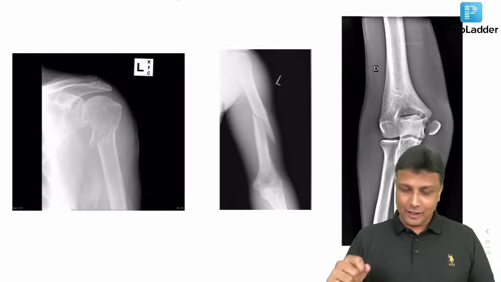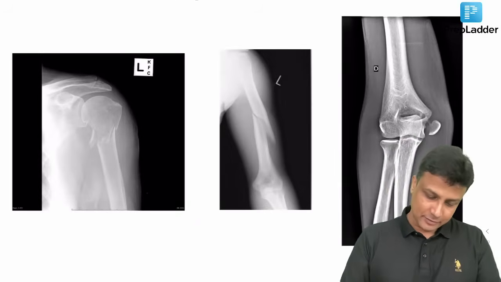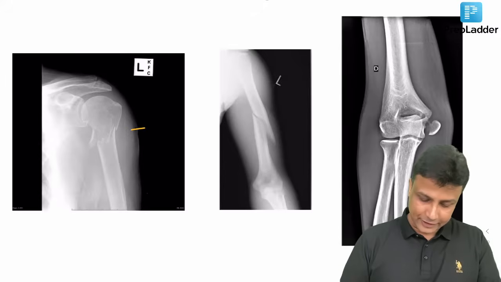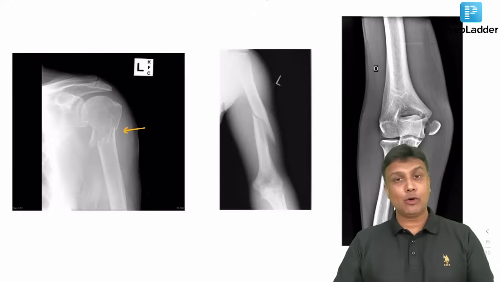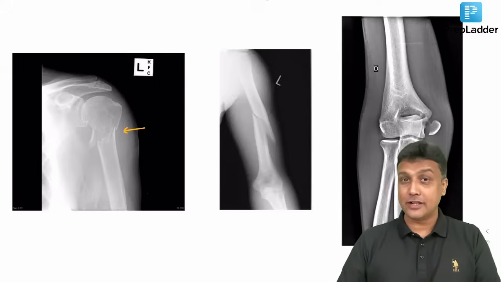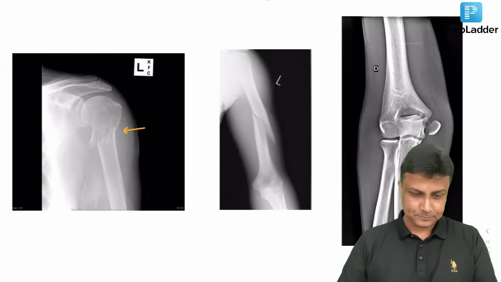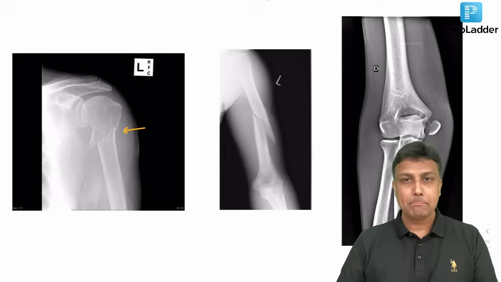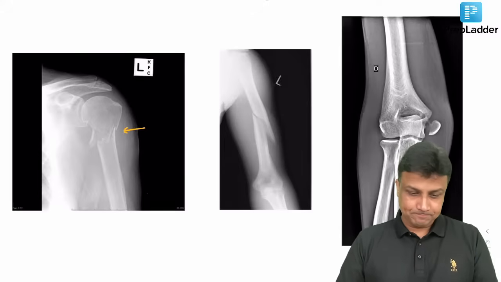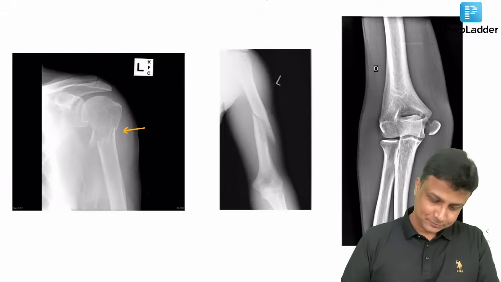Next one. Now in this image, can you please tell me, in the very first image, which nerve will be involved here whenever there is a fracture of the surgical neck of the humerus? Come on. What is the nerve involved here? Of course, that will be your axillary nerve here.